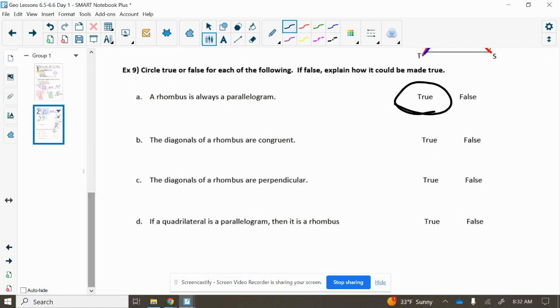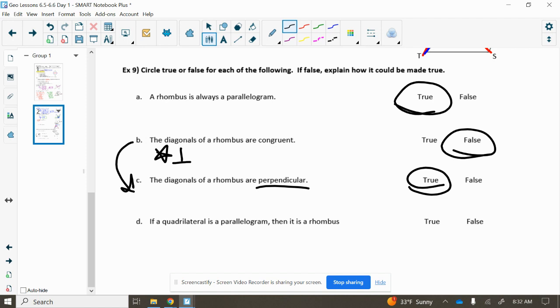Your diagonals of a rhombus, are they congruent? No, not necessarily. What they are going to be is perpendicular to each other, not necessarily congruent, which leads us then into the next one. Are the diagonals in them perpendicular? Yes, they create those right angles at the center each time.